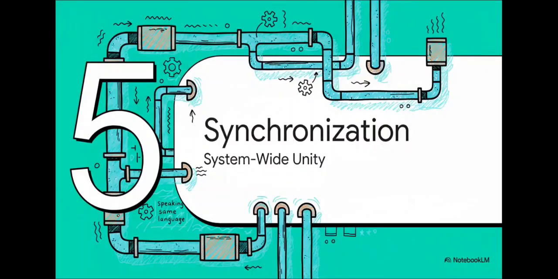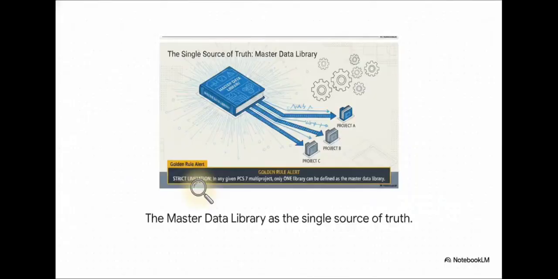Moving right along to Section 5, System-Wide Synchronization. The real hero of this synchronization is the master data library. Think of this as the blue book of your entire system. It acts as the single source of truth for all your system-wide standards. It holds block types, SFC types, and crucially, shared declarations like engineering units and equipment properties. You manage these centrally in this one blue book, and then systematically push those updates downward to Project A, Project B, and Project C.